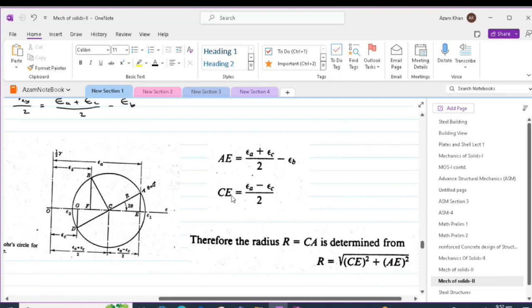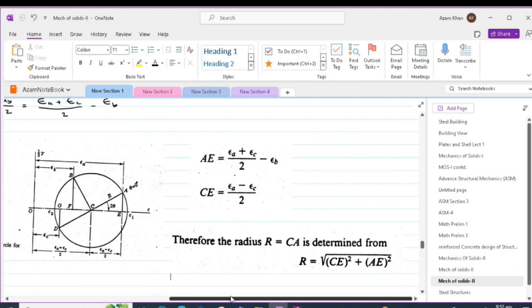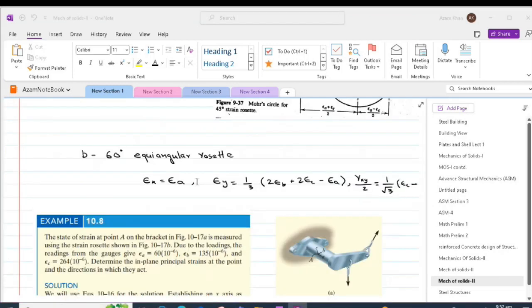And CE will be equal to (epsilon A minus epsilon C) by 2. This will make the radius equal to CA, which will be the square root of CE squared plus AE squared. In a similar manner, we can use a 60-degree rosette to find out our epsilon x, epsilon y, and gamma xy by 2. Thus, theta will be equal to 0, 60 degree, and 120 degree.